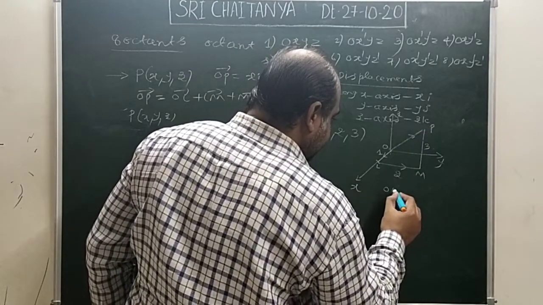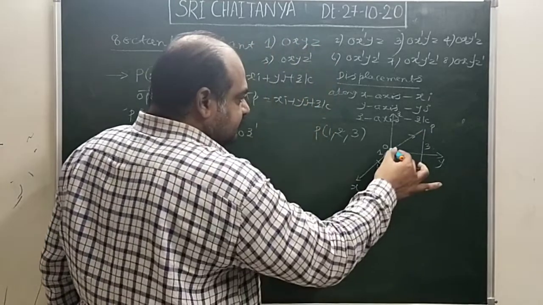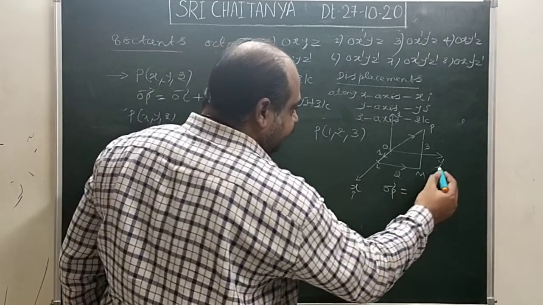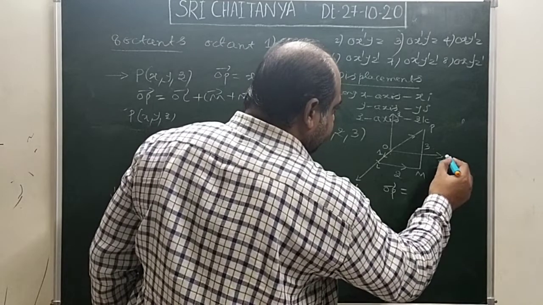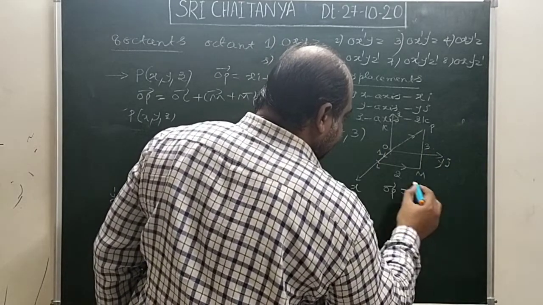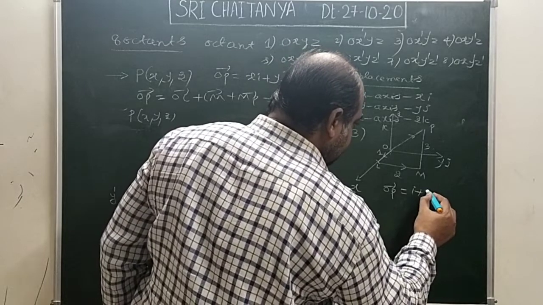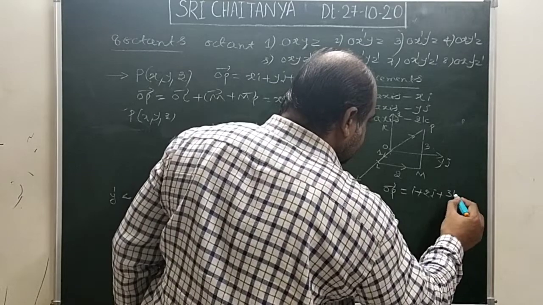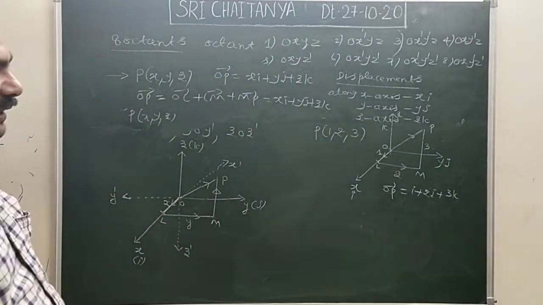So OP bar is nothing but, this OL bar is what? 1 into the unit vector along the x-axis, which is i, then the unit vector j, then the unit vector k. 1 into i plus 2j plus 3k. So this is the vector.